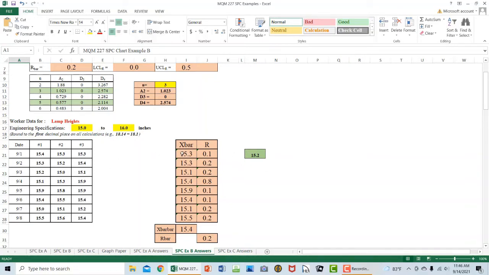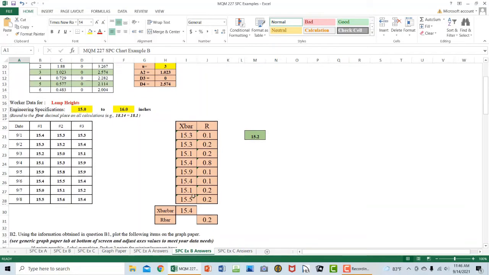So we go through the process of the range, biggest number minus smallest number, all the way down to the end. And we come up with these numbers. Our X bar bar is the average of your X bars, so an average of the averages. You add these numbers up, divide by 8, I think in this case, and you end up with 15.4. You add up the ranges and divide by 8, and you'll come up with the average R value. R bar would be the average of the ranges.